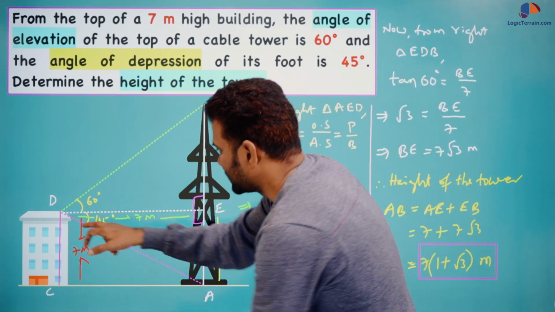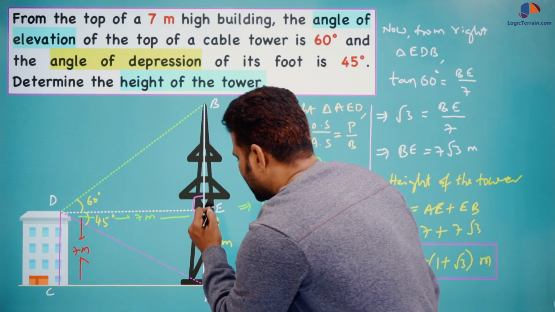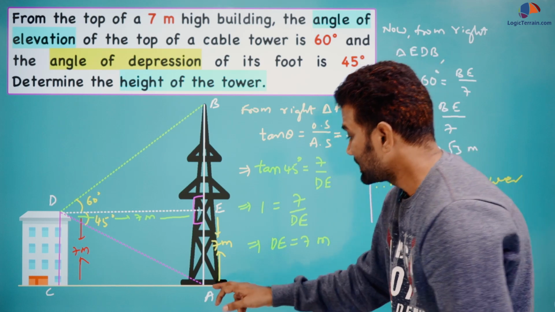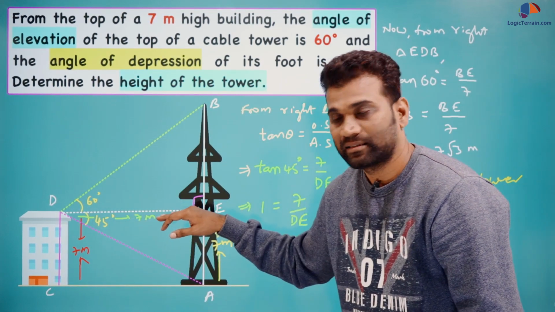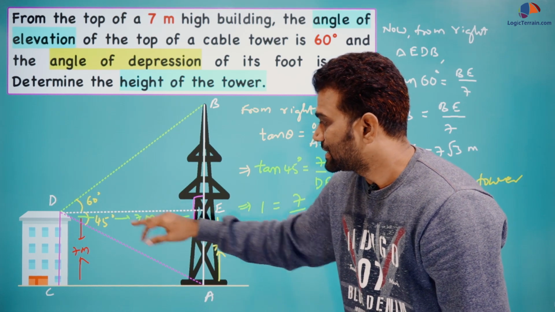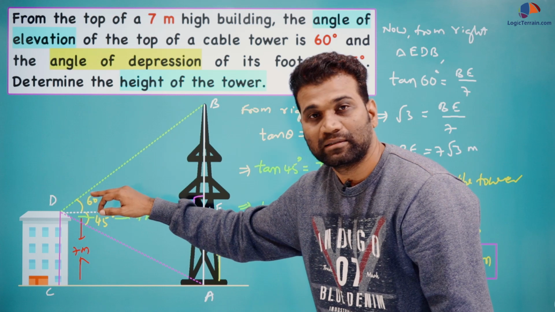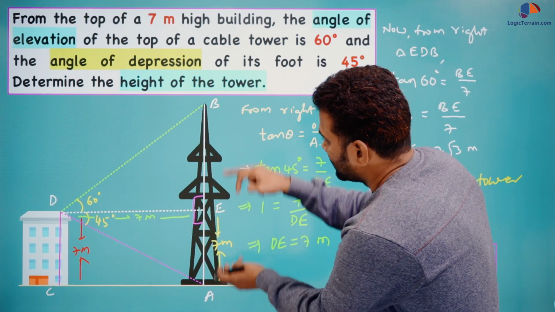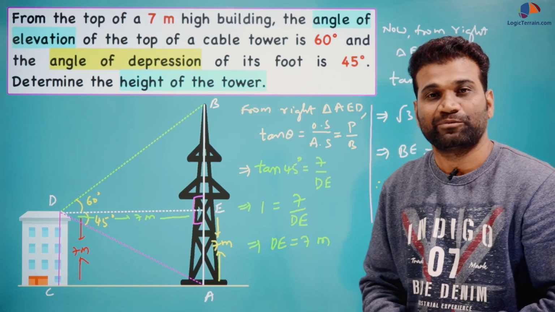We know this height, so this is a horizontal line parallel to the ground. So this length is equal to this length, so this is 7 meters, and we know this angle. Now considering this right angle triangle, we will find the base, because the base is the same for both triangles. Once you get the base, again by using the base and this theta, we will find this length. Anyhow, we got this length. If you find the remaining length, we will get the total height of the cable tower, right?